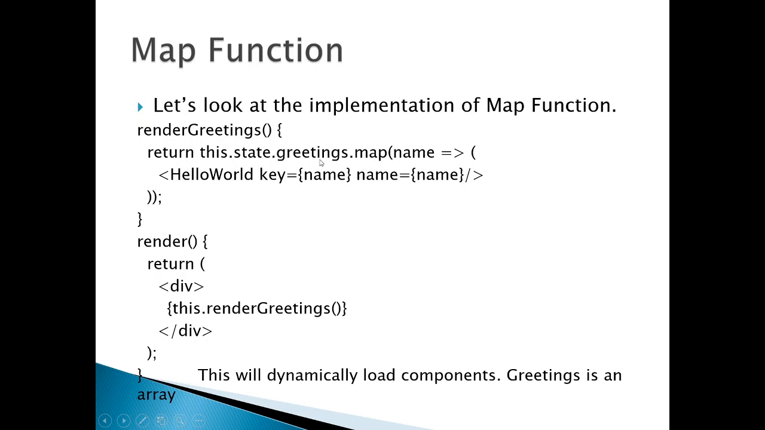This dot state dot greeting is basically an array, and we are taking one element of that array, and then we are using that variable in our application to send the props to hello world, for example. And key, you can see we are also providing a key attribute. Key is to uniquely identify this whole array. So this is the way with which we can use the map function.